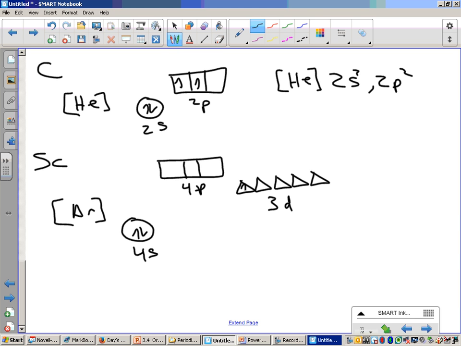For the electron configuration, the same thing. Argon, 4s2, 3d1. Okay?